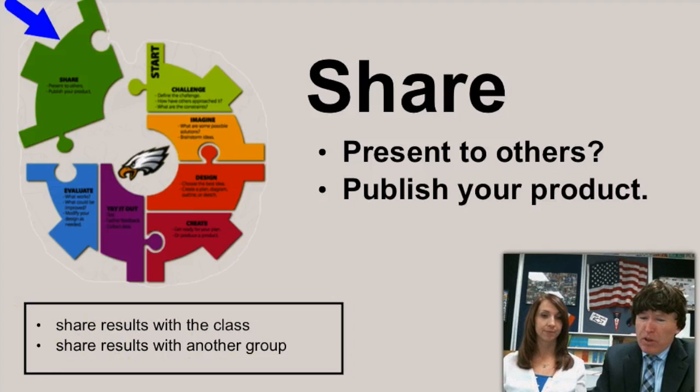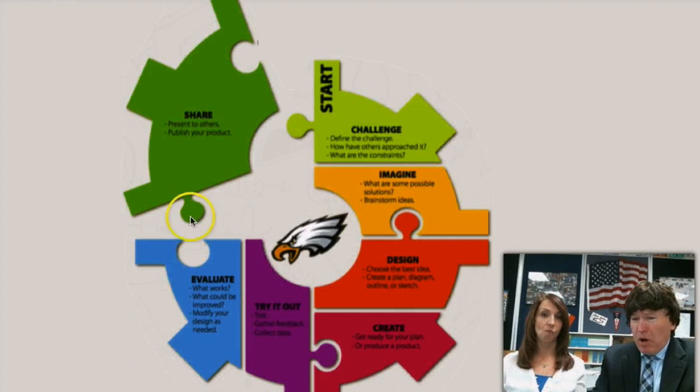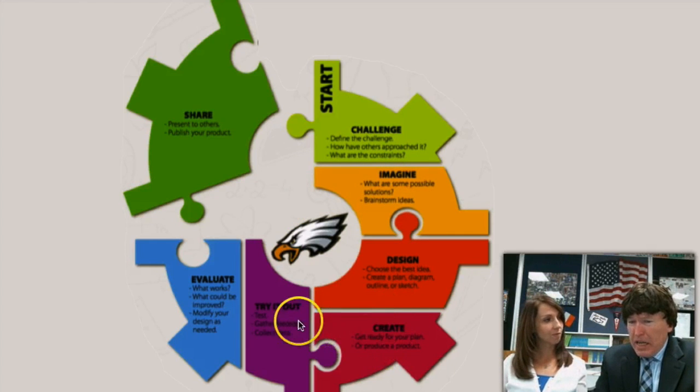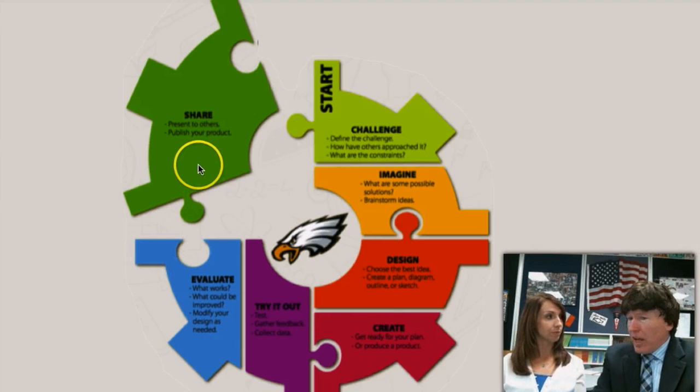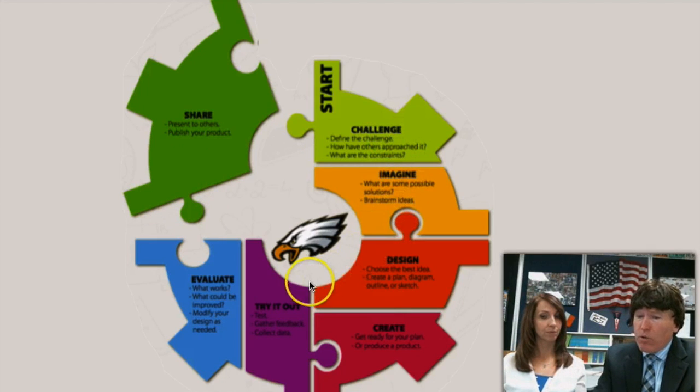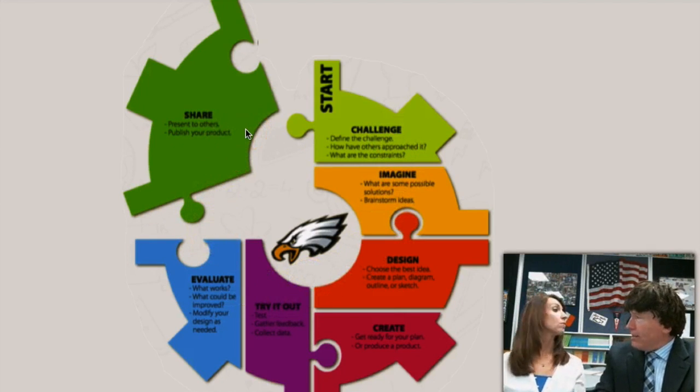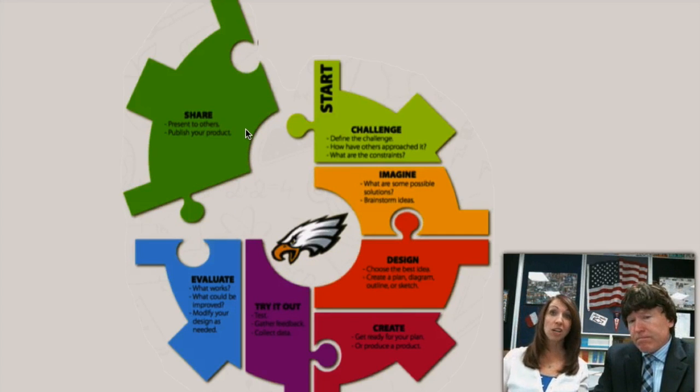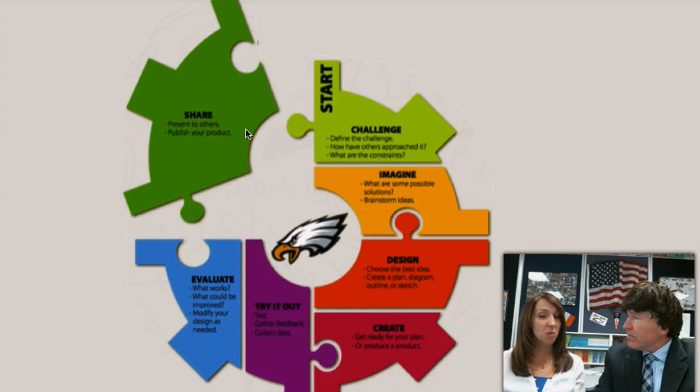All right, so let me see if I can put this all together. For the design process, I start up here with challenge. I move to the imagine step, down to design, I create, I try it out, I evaluate it, and if everything works well, I go back to the share and publish that. If not, I go back to the challenge and I can repeat the cycle again, correct? Right. Even sometimes if it works the first time, you still want to go back to how can I make this better? Because even though we have a good product, it's not always our best product.